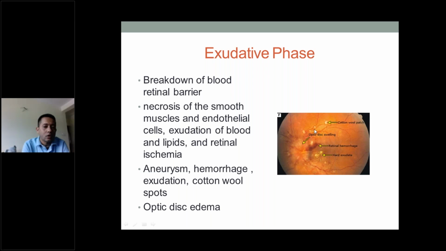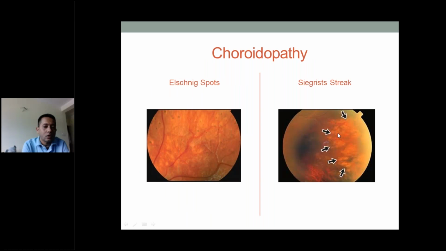In hypertensive retinopathy, these signs are centered around the optic disc. If you see a patient with diabetes, or even a vein occlusion, then you will see these hemorrhages in the far periphery also. But in hypertension, it will be centered around the optic disc. So this is one way of finding out the cause of the edema. Likewise, these are the signs we talked about, what we see in the retina.